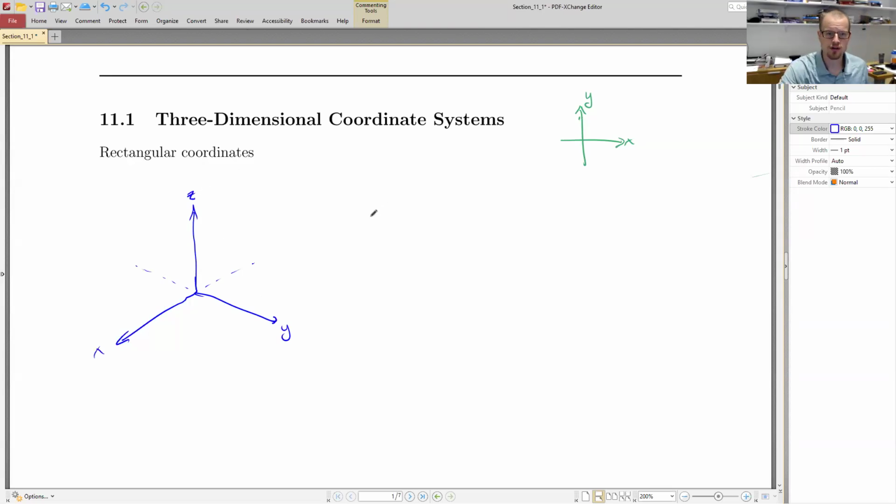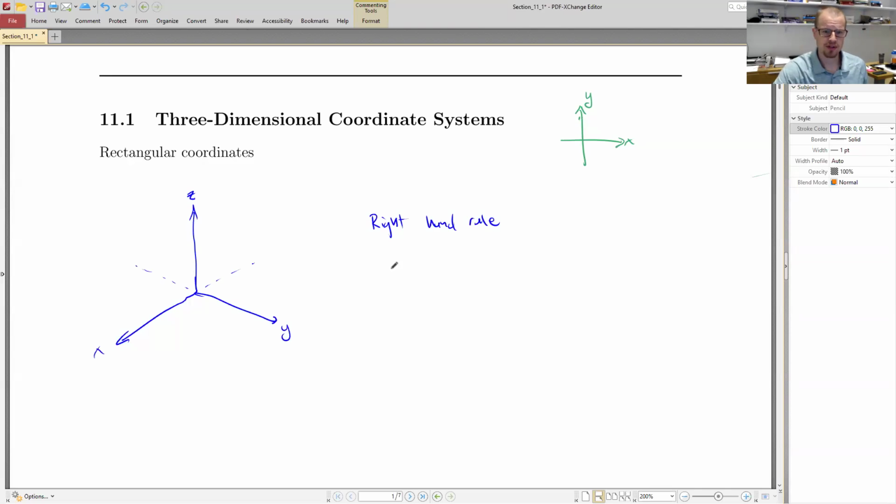So X, Y, Z. This follows what we call the right-hand rule. The right-hand rule simply says that if your thumb is pointing in the positive Z direction, then when you curl your fingers closed, so if you go from an open hand with your thumb pointing up to a closed hand with your thumb pointing up, your fingers are curling from the positive x-axis to the positive y-axis, following the right-hand rule there.